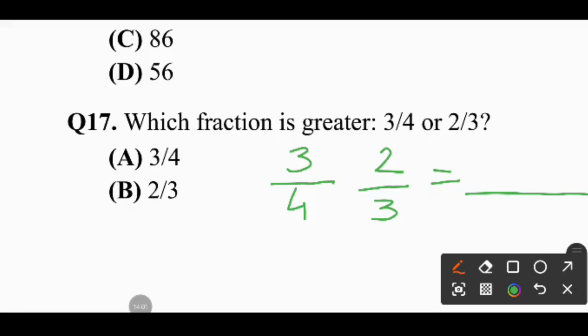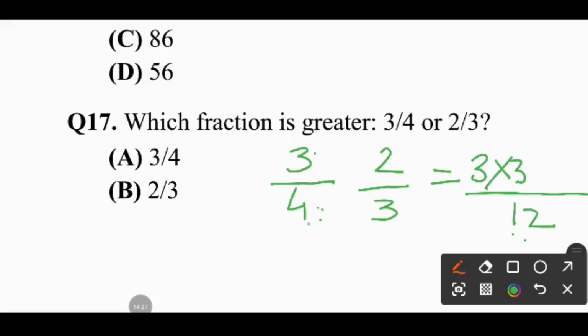I got it this way. I multiplied these two numbers. Even if I take their LCM, it will come to 12. So I multiplied 4 by 3, which is 12. And now the denominator is the same. Now in the 4 table, how many times do we get 12? 4 threes are 12.